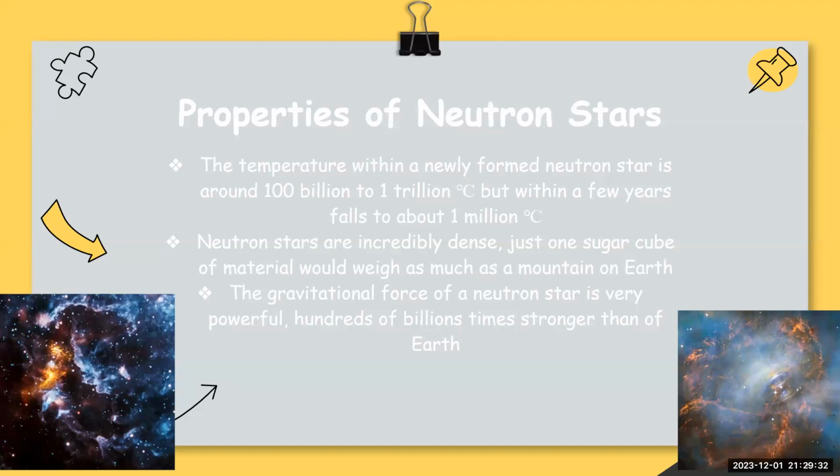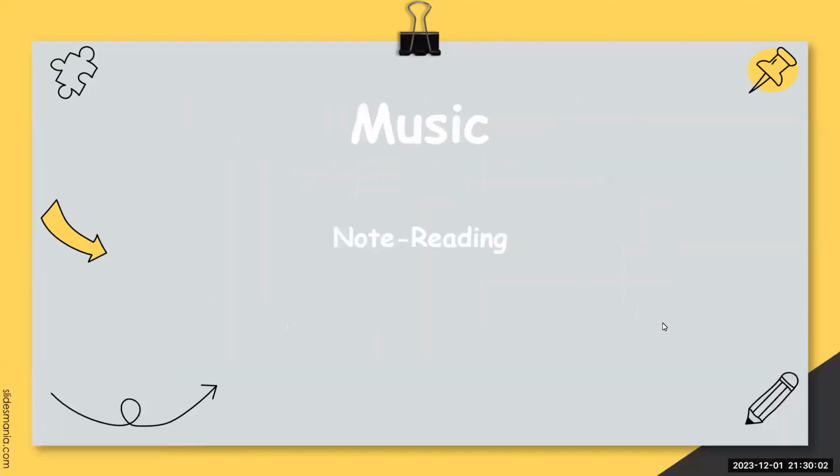They're also incredibly dense. I think it said that 1 sugar cube of the material that makes up a neutron star weighs as much as a mountain on Earth. And the gravitational force of a neutron star is also very powerful. It's hundreds of billions of times stronger than Earth. The escape velocity to escape into orbit is about half the speed of light. Yep, that's about it.